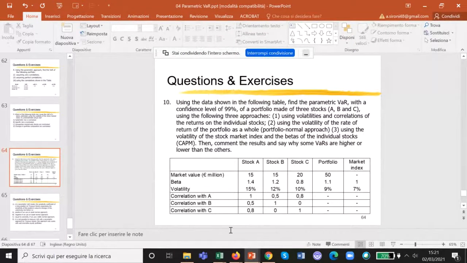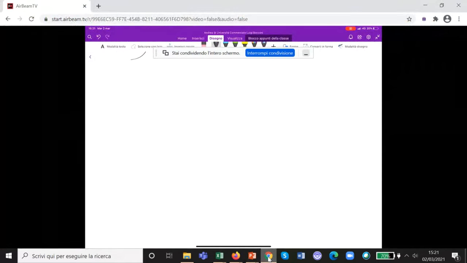Let's see question 10. As I mentioned, this is the exercise. We can look at it together. Basically, it's very similar to the previous one. Stock A, stock B, and stock C are the three stocks. You have to estimate the value at risk of the portfolio using volatilities and correlations of the returns of the individual stocks. So basically, in this case, what you would do, the value at risk of the portfolio, first of all, you have to estimate the value at risk of the individual stocks.